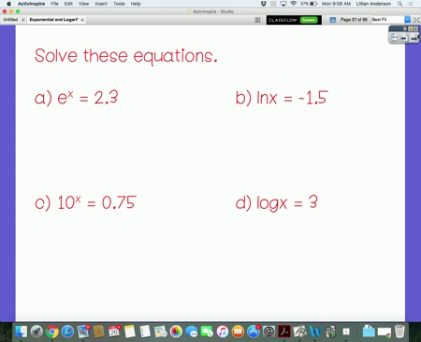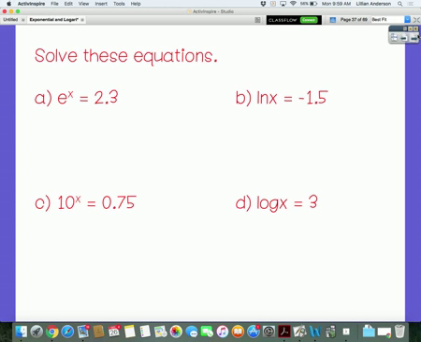Alright, so let's take a look at these equations here. There's some pretty simple ones, pretty straightforward ones. You will need your calculator for this if you have it nearby. You have e to the x equals 2.3. Okay? Just like before, you can either try to write it in exponential form to solve, but you can also go to logarithmic form to solve this.